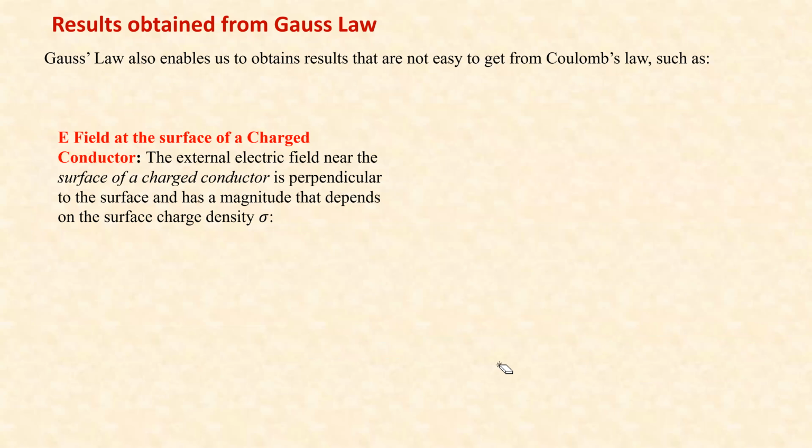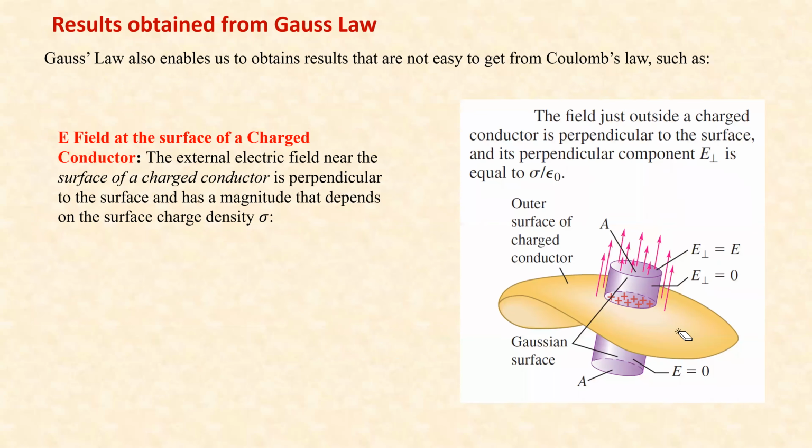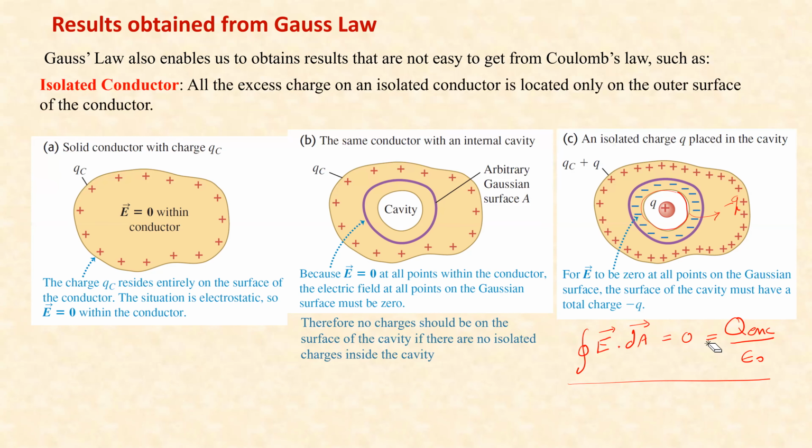All right, another thing is the E field at the surface of a charged conductor. Now, suppose there's a conductor like this. There's a charge on the surface, and these charges create an electric field. We want to see how much electric field is there. First, we argue that the electric field should be perpendicular to the surface. Why is it perpendicular to the surface? Because if the electric field is not perpendicular, it has a component parallel to the surface, and that makes the charges move.